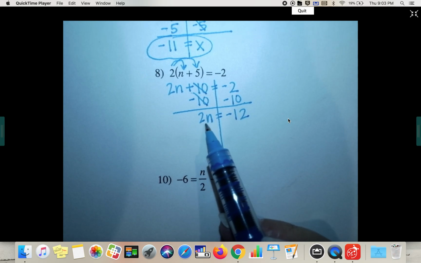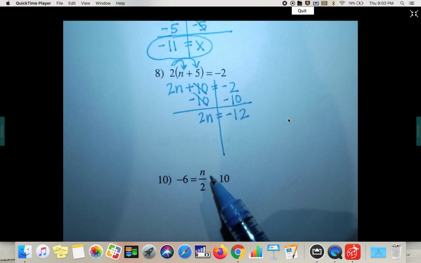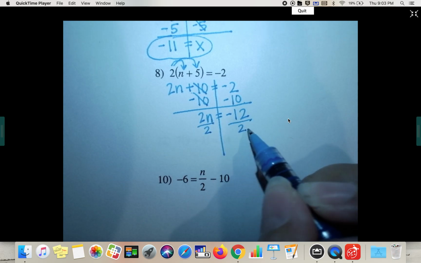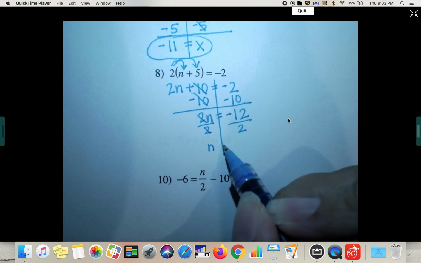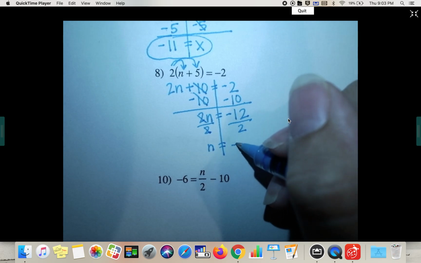Last step, 2 is being multiplied by n. If they're squished up together next to each other, it means multiply. So 2 is being multiplied by n, so we're going to divide by 2 on both sides. It leaves -12 divided by 2, which is -6.